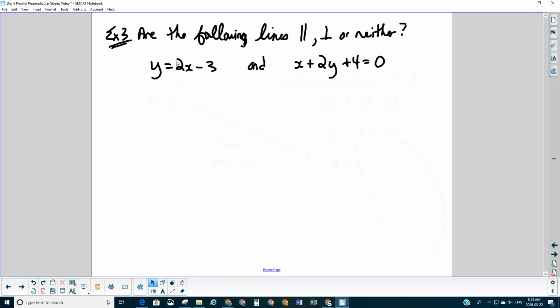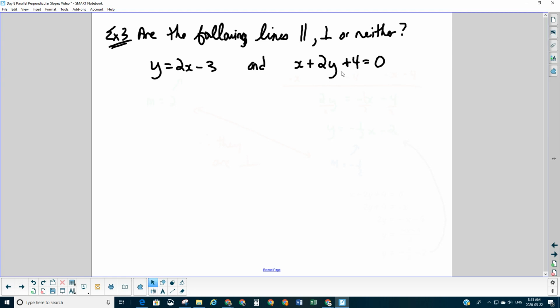But now instead of doing it with points, we're going to do it with equations. So I've got an equation here, y equals 2x minus 3. That's in y equals mx plus b form, so very, very useful. And this one, however, is in standard form. So remember we learned standard form earlier. Not as easy to compare slopes.